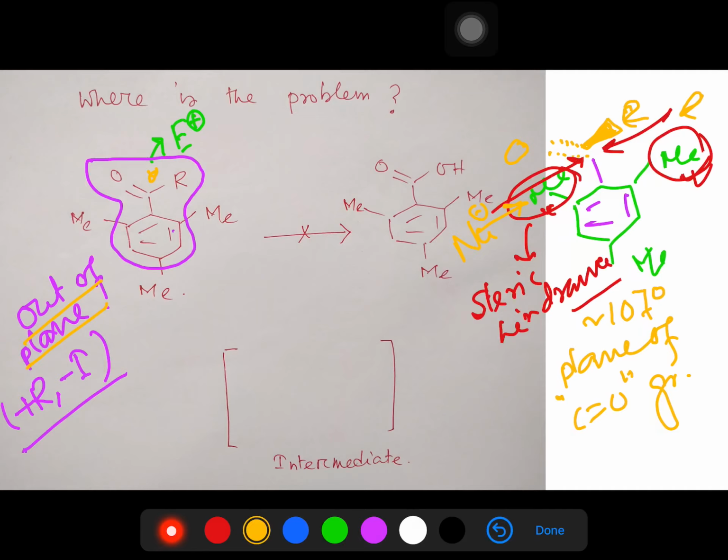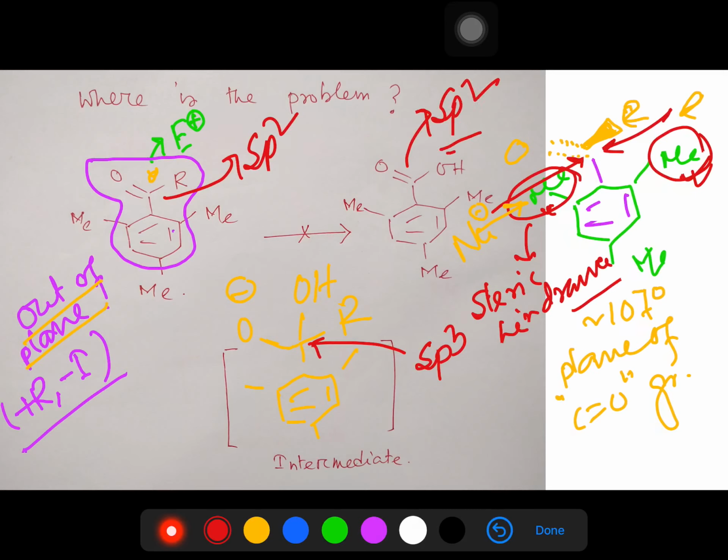So that is the thing. Better to say, if we discuss the intermediate, what is the expected intermediate possible in this case? This is the O minus, for example, in an alkaline attack. So this is an OH, this is an R. Okay, so this is actually an sp3 carbon center, and this is an sp2 carbon center, and this is also an sp2 carbon center. As I told, in case of the mesitylene system, means the mesitoic acid system, this sp2 to sp3, then sp2, is not possible.